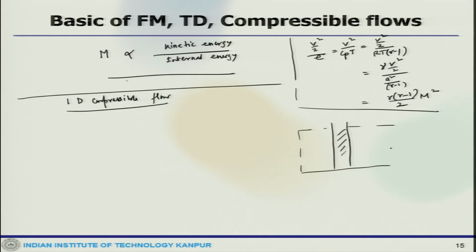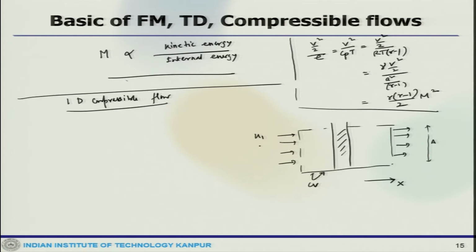We draw a control volume. On this side there are flows coming in, and on this side the flow goes out. This is one dimensional, so let us define the coordinate system, and this could be the area.